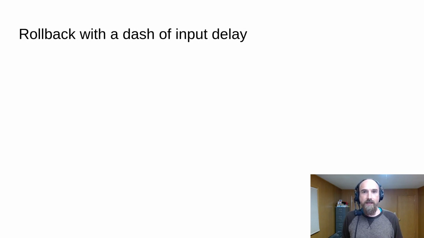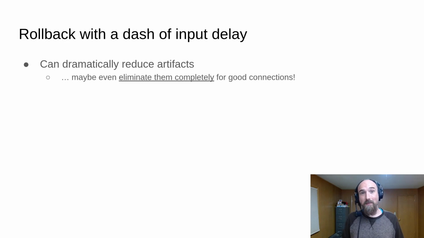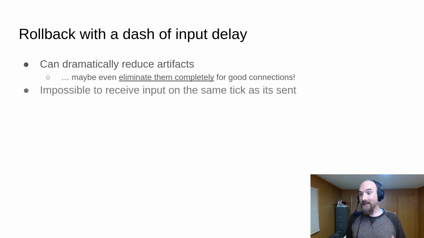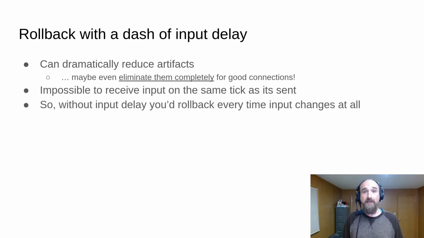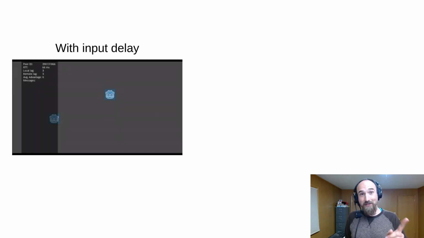However, if you're using rollback netcode as your primary means of network synchronization, adding just a touch of input delay can have some big benefits. The biggest is that it can dramatically reduce artifacts, maybe even completely eliminating them for good connections. And that's because it's basically impossible for input to arrive on the same tick as it's sent. That means you're going to need to roll back on every tick where the other player changes their inputs, which is going to cause just constant artifacts. Adding input delay gives your messages a little head start, a little bit of extra time to allow them to actually arrive. Let me show you an example.